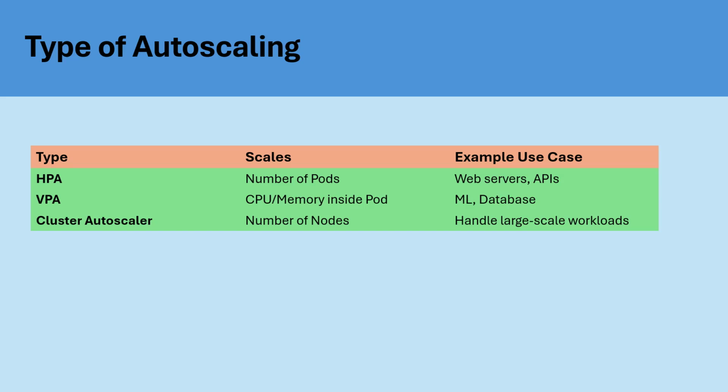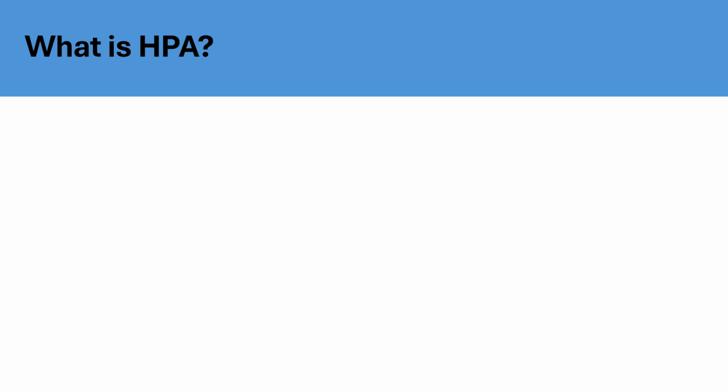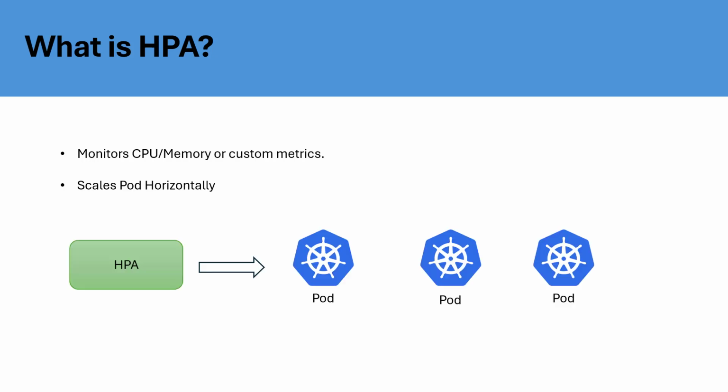Okay, with that foundation in place, let's start with the most common one, that is the Horizontal Pod Autoscaler. HPA works by monitoring metrics like CPU and memory utilization, then automatically increasing and decreasing the number of pods to maintain a target utilization. In a real-world example, imagine a shopping app during Black Friday. The traffic spikes like crazy. HPA scales from 2 pods to 10 automatically, then scales back down after the sale.